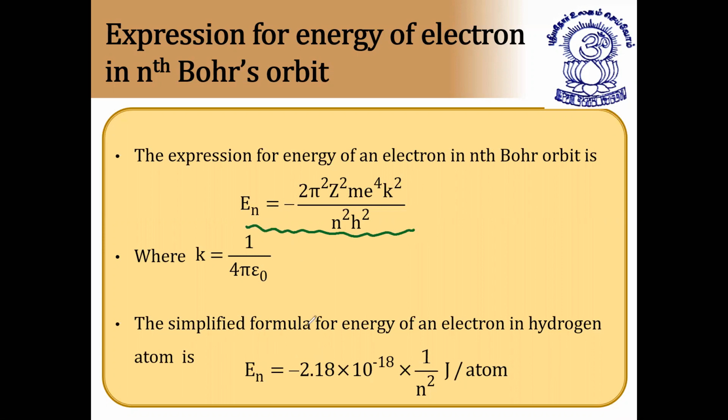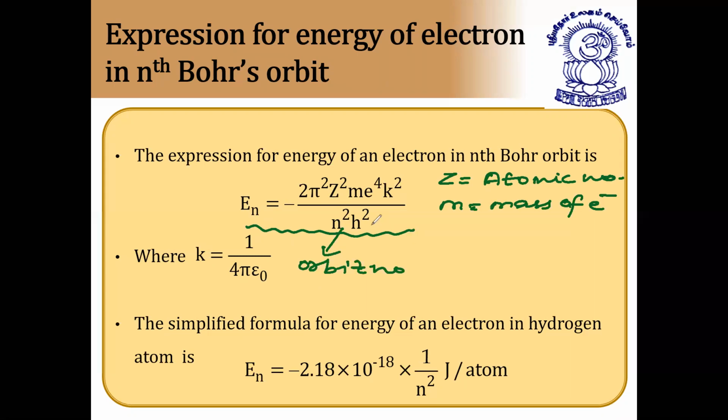And here En is called energy of electron in the nth orbit. Z is called atomic number. Hydrogen atomic number is 1. And m is called mass of electron. n is called orbit number. h is called Planck's constant. And k is equal to 1 by 4 pi epsilon naught.